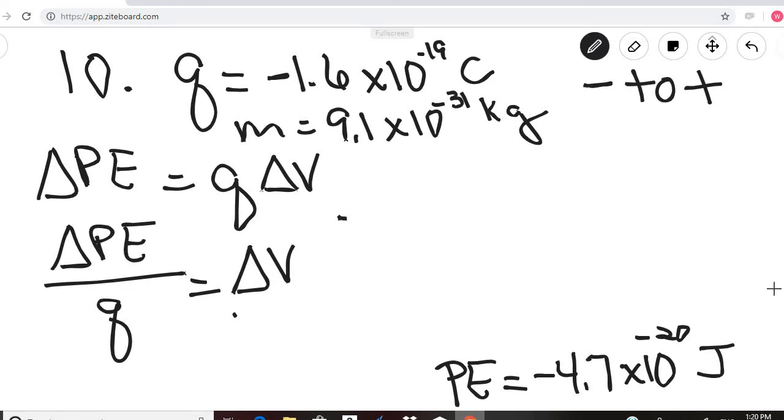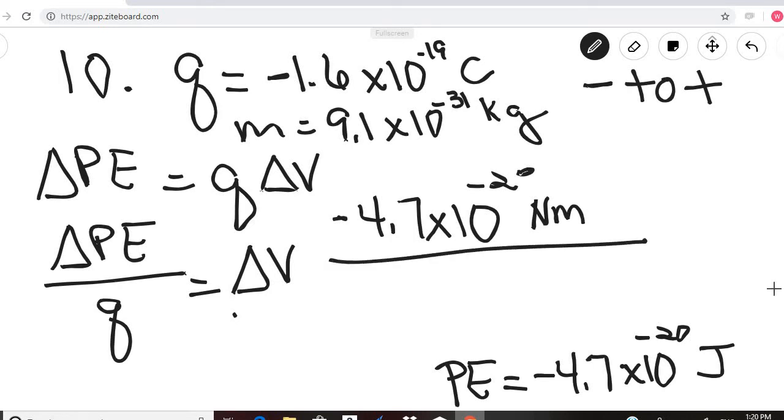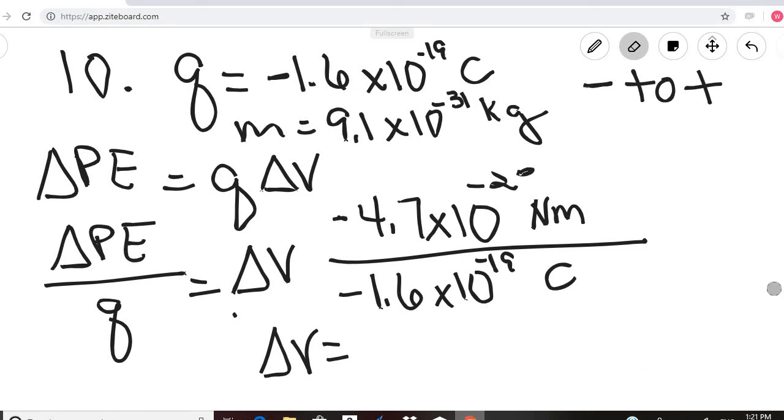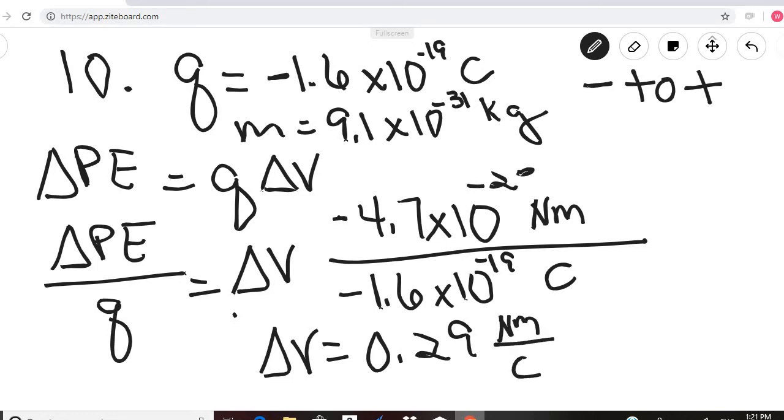So negative 4.7 times 10 to the negative 20 joules, which is a Newton meter, and we divide that by the charge that we were given for Q, negative 1.6 times 10 to the negative 19 coulombs. Okay, so we have a Newton meter over coulomb, which is a volt, so that delta V will equal 0.29 Newton meters over coulombs, or volts.